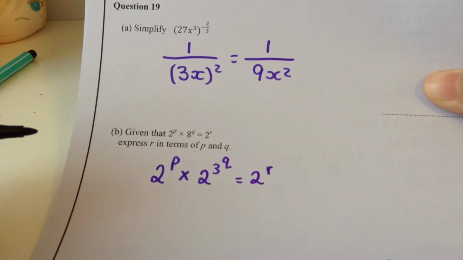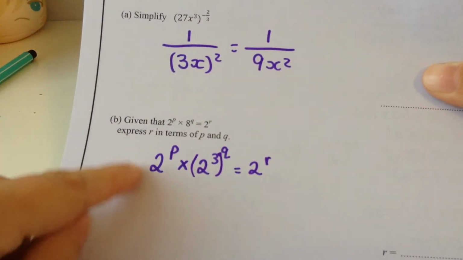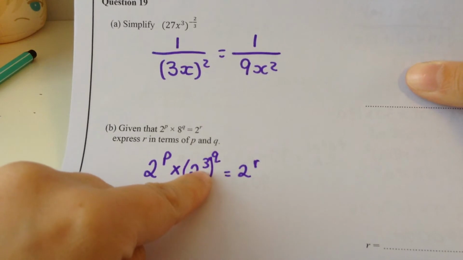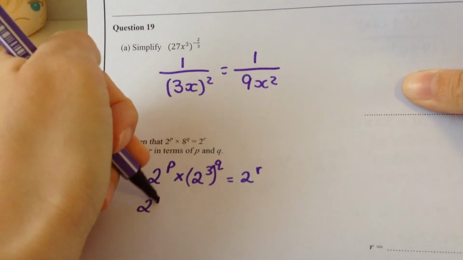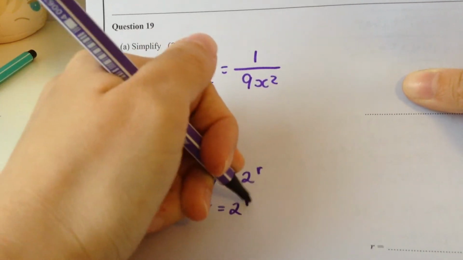Like that. I should really put some brackets here. Okay, now when you have a tower of powers like this, so like to the power of 3 to the power of q, you times the powers. Like that.